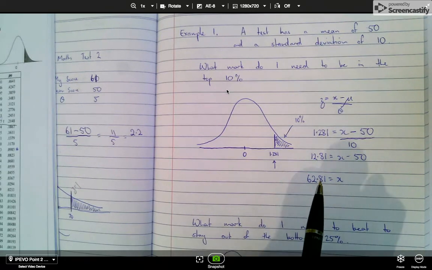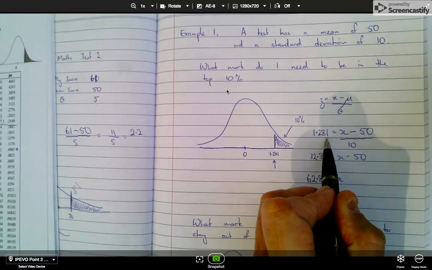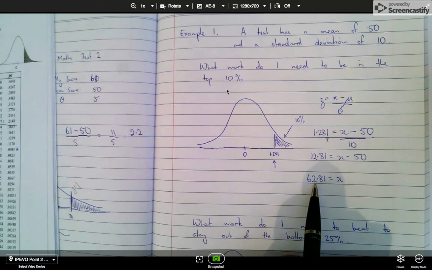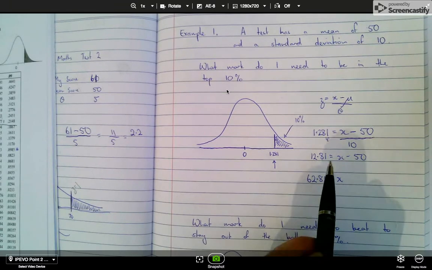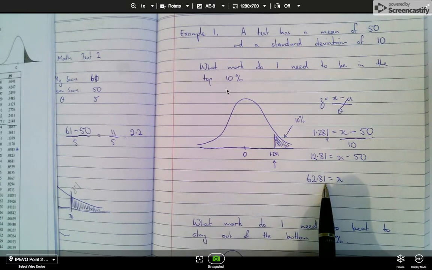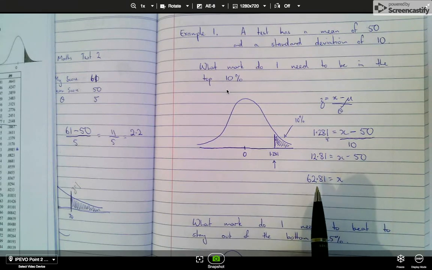Now, as I said before, I estimated this 0.1. Suppose I'd estimated 0.2, what would have changed down here? This would have been 62.82. If I'd estimated 0.003, this would have changed to a 3. So it's a minimal amount of difference. And that's why Alan said that we just need to estimate these scores.